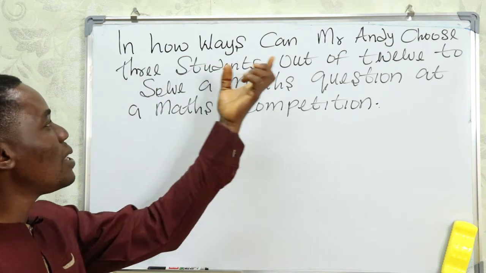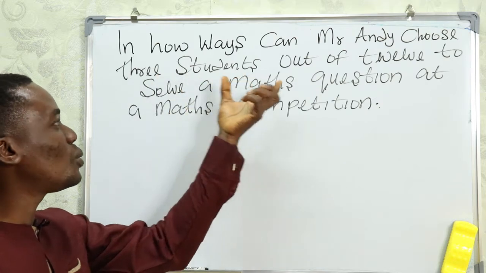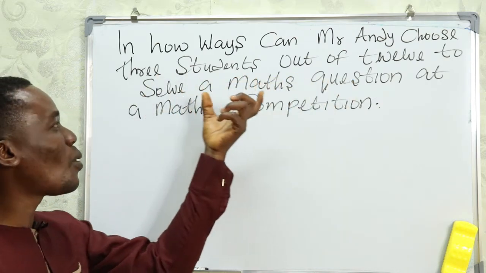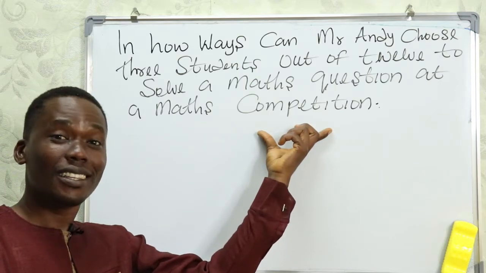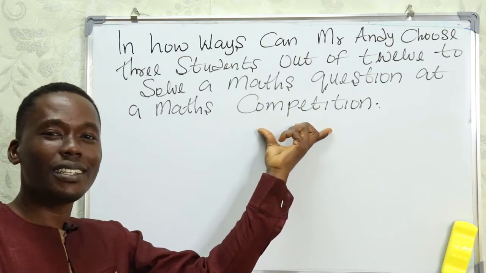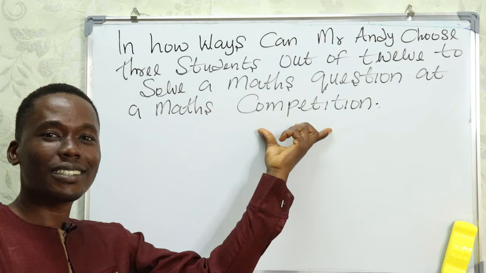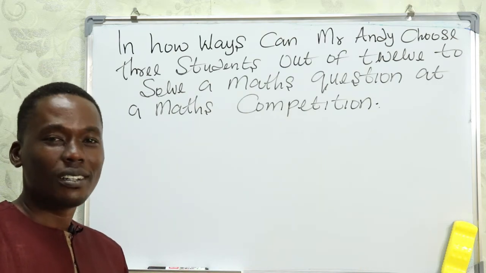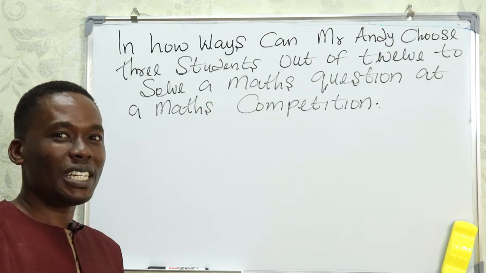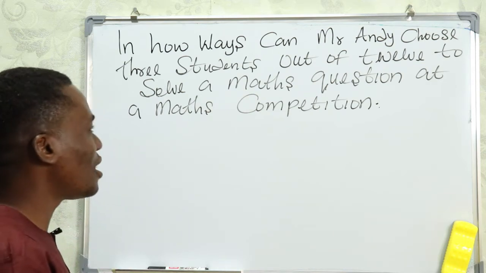It says, in how many ways can Mr. Andy choose 3 students out of 12 to solve a maths question at a maths competition? Now look at them giving Mr. Andy a very hard task. How can I choose 3 students out of 12? Well, it might be based on their merits, but let's look at how we can solve this.